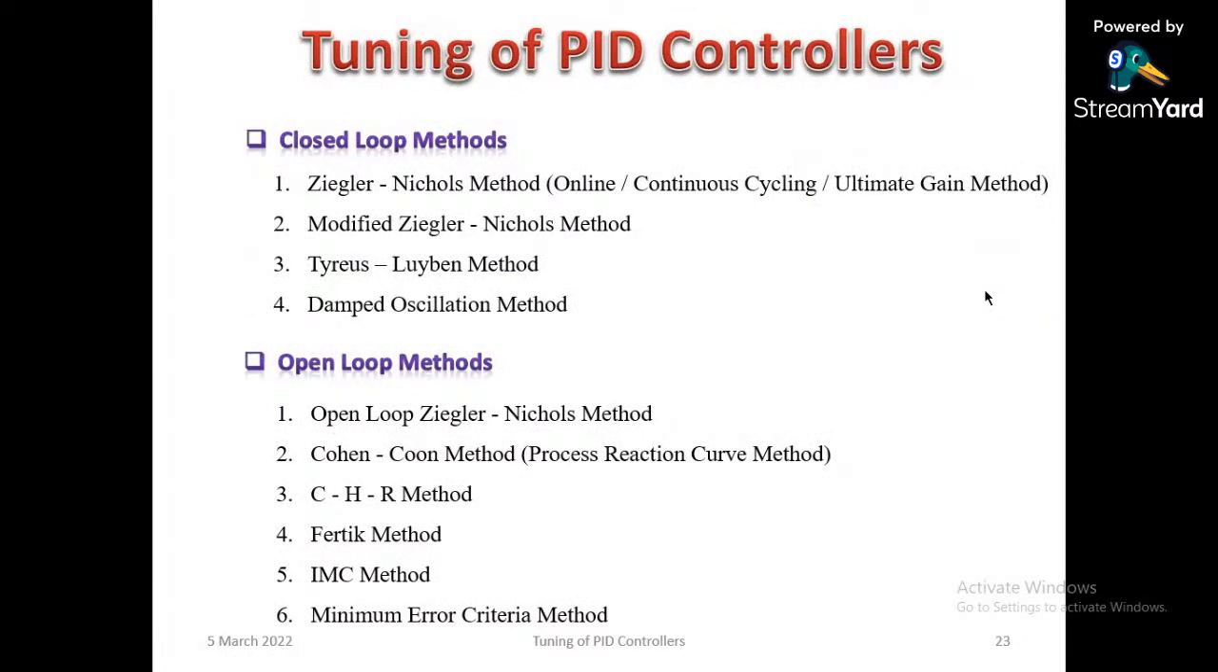Now, tuning of PID controllers. Now how to get the exact values of PID controllers. Before starting, in short I will say, tuning of PID controllers. You all know closed loop and open loop systems. Based on that, these methods are categorized into closed loop methods and open loop methods. After this we will only look at the names, then we'll have a lunch break, then we'll continue.